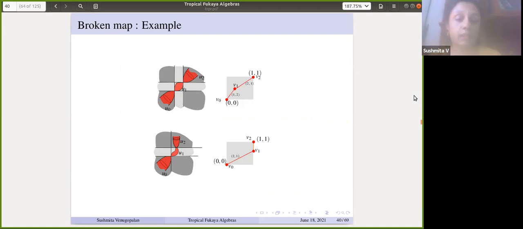So this is what broken maps would look like. If you have three components, two in cut spaces and one in the middle neck piece, you could have a tropical graph like that. And then in the second example, U1 lies in the one-dimensional neck, so V1 lies on the edge.